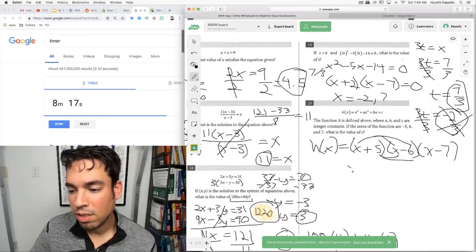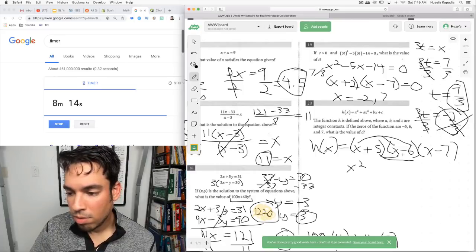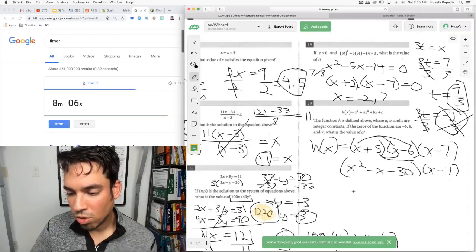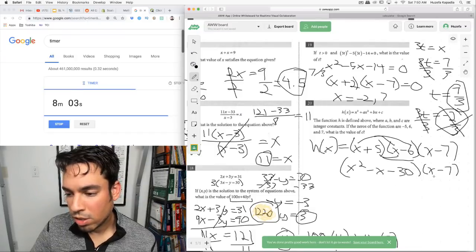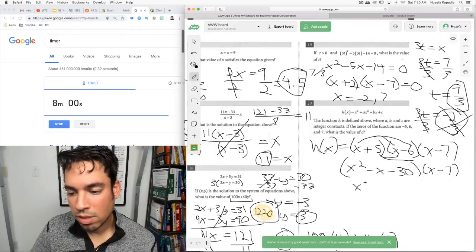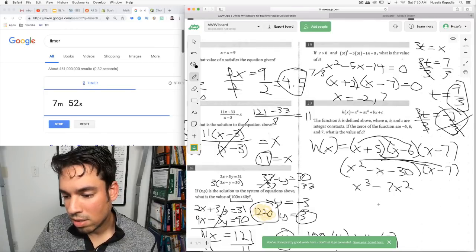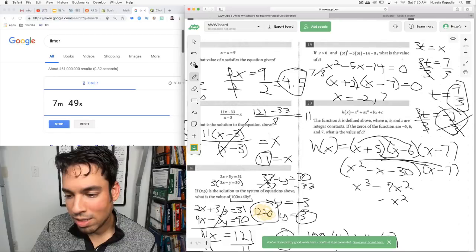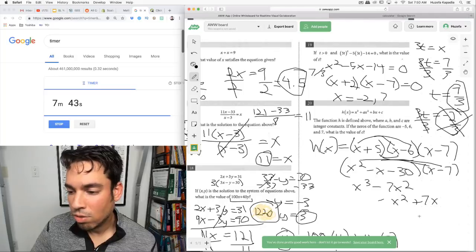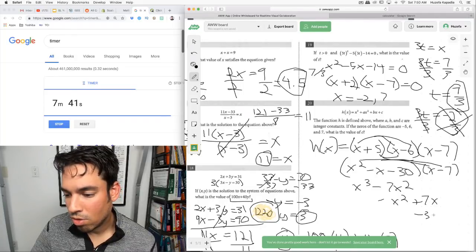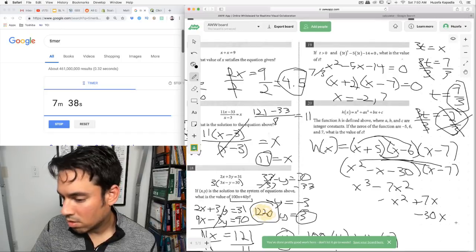FOIL. So I'm going to do this kind of as fast as I can. X squared minus 6 plus 5 is minus x minus 30, times x minus 7. Now I'm going to show you a fast way to multiply when you have a trinomial times binomial. Okay, so x squared times x is x cubed, minus 7x squared, right? I'm hitting this one and this one. Then the negative x. Negative x times x is negative x squared. Look how I'm stacking it, so I'm lining these up nicely. Negative x times negative 7 is positive 7x. And last but not least, negative 30 times x is negative 30x. Negative 30 times negative 7 is 210.